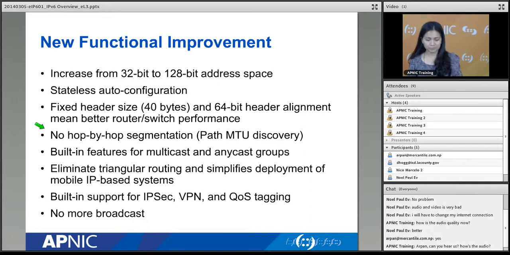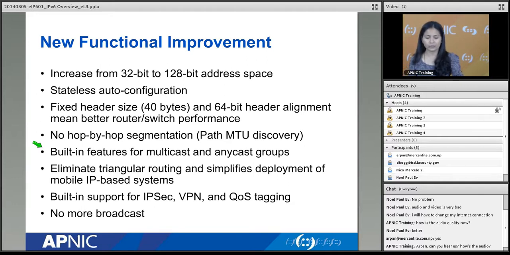It has built-in features for multicast and anycast, and this is also very much related to this last one, which is no broadcast. IPv6 does not support broadcast. And in order to achieve some of the things that you do with broadcast, we use multicast and anycast. We'll see more on that later on.